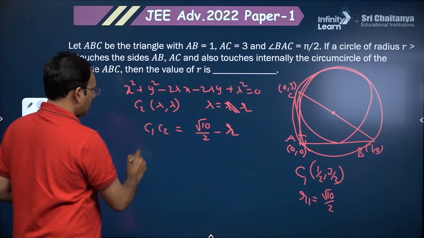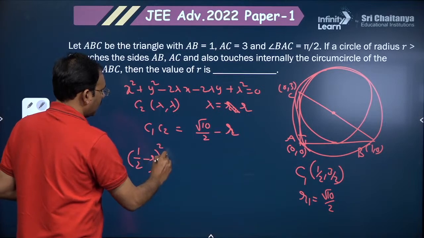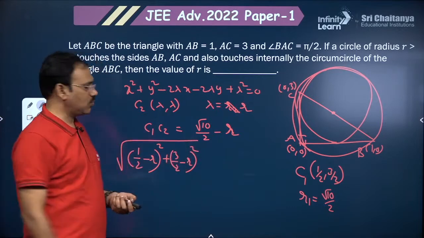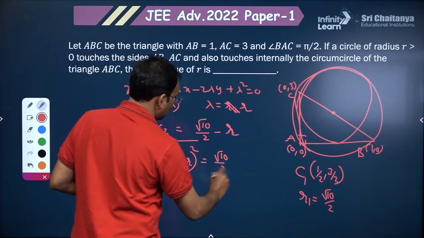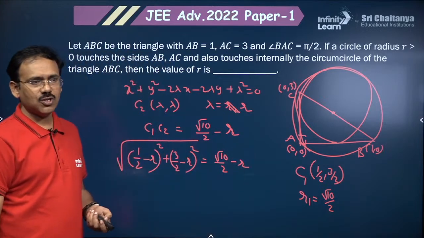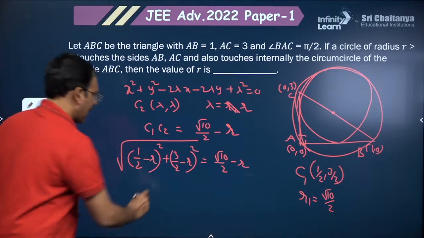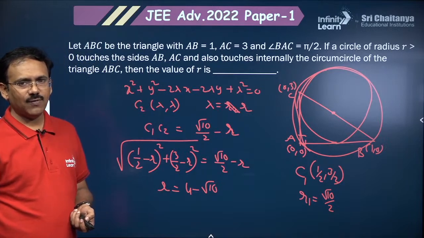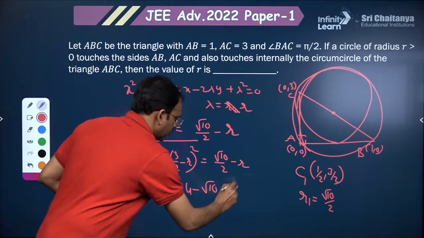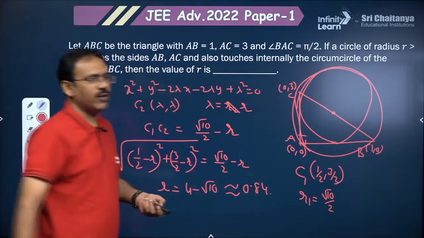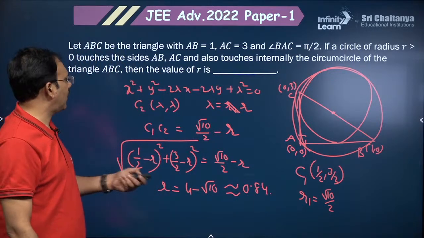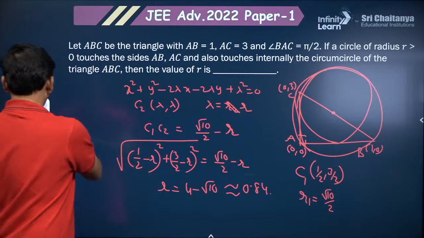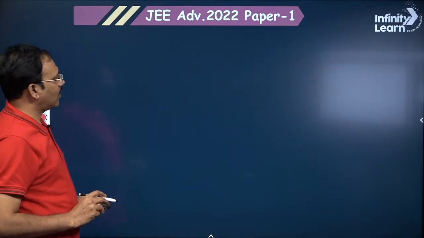What is the distance, friends? Square root of (1/2 minus R) whole square plus (3/2 minus R) whole square, this is the distance between the two centers, equal to root 10 by 2 minus R. You just solve this equation, you are going to get the value of R as 4 minus root 10. Root 10 is approximately 3.16, so you are going to get the answer to be 0.84, or 0.83, around that. Okay, so it's a simple geometry based question. Without coordinate geometry also you can do this question, not a big thing, but coordinate geometry will definitely help you better.